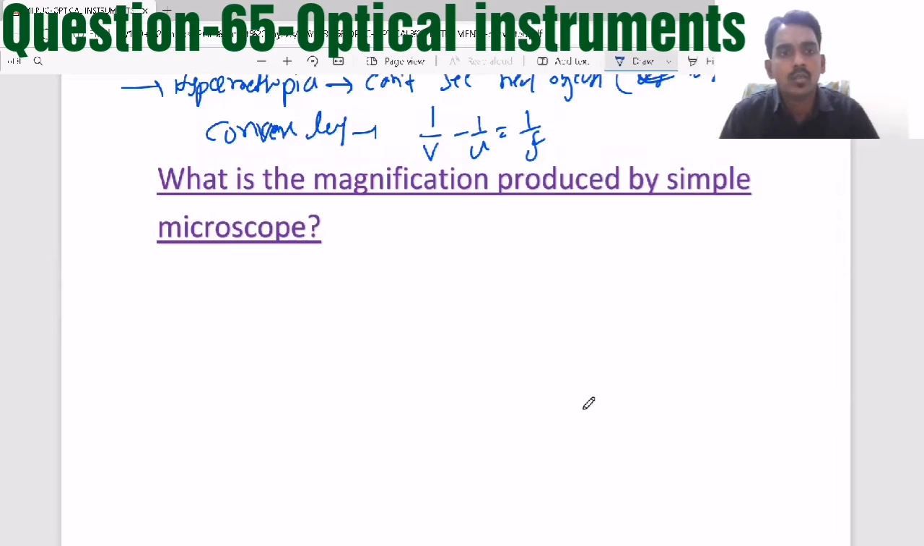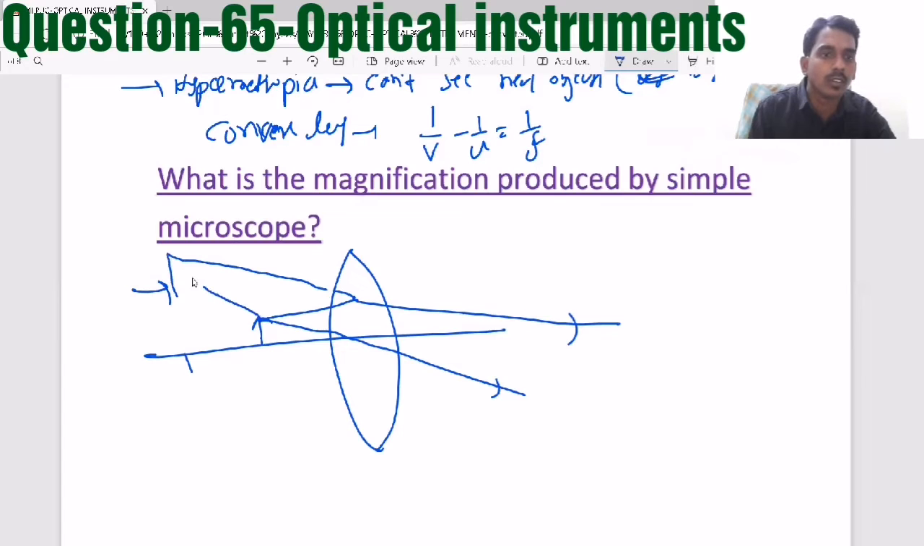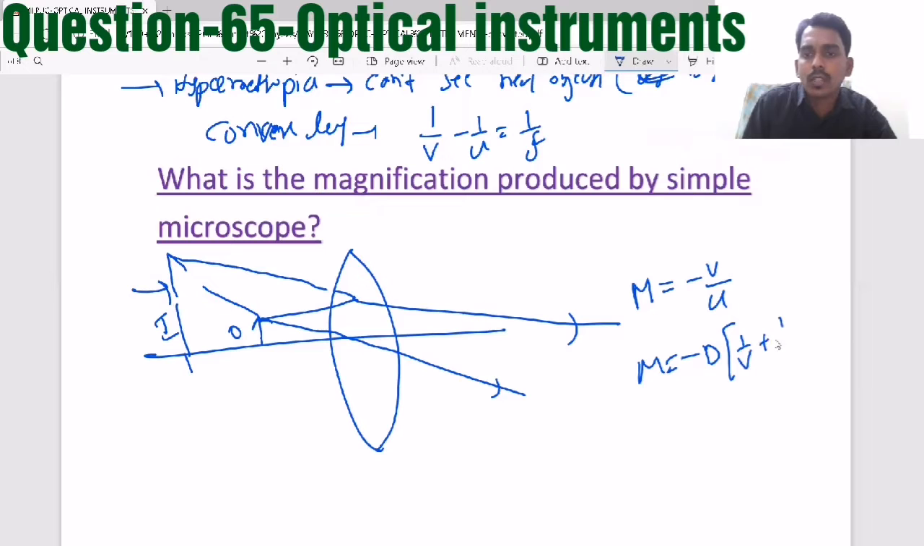Now, what is the magnification produced by a simple microscope? The next device, the simple microscope, is nothing but a single convex lens. When the object is placed, the ray will undergo refraction and the image will form like this. This is the image, this is the object. Then the magnification produced is minus V by U, that is, minus D into (1 by V plus 1 by F), where D is the least distance of distinct vision.